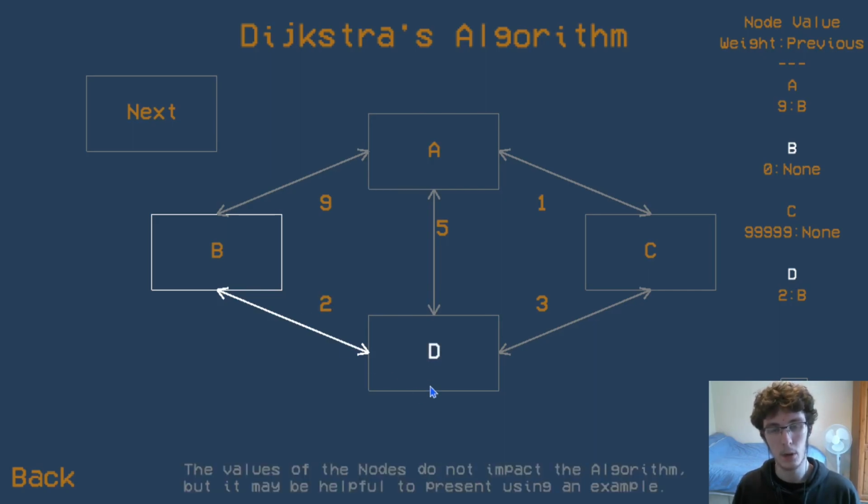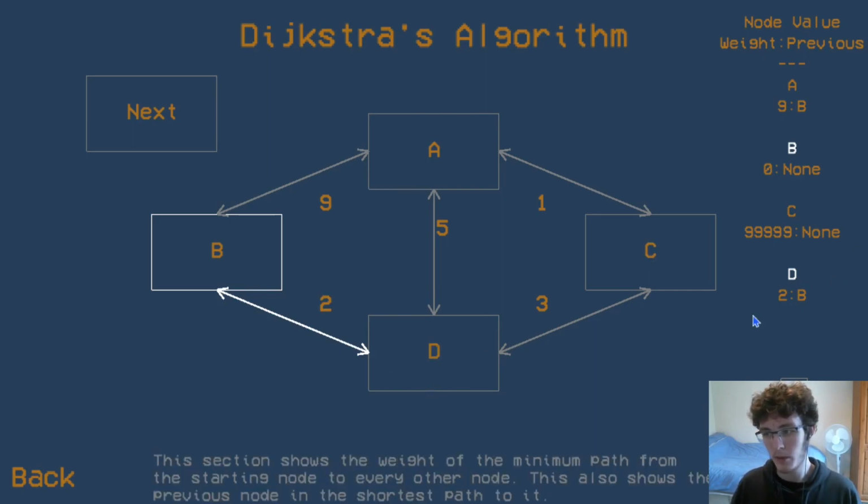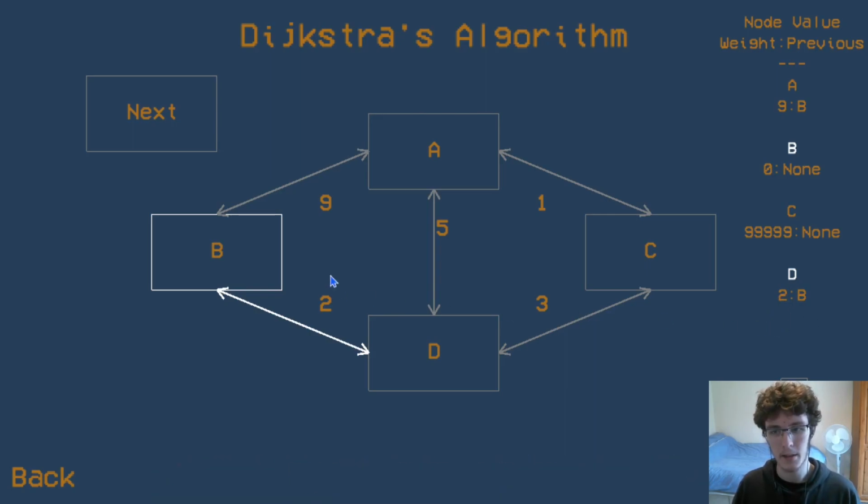The B to D is a bit more interesting because we've noted this down as well. We've got a connection from B to D, and because it's the shortest one available, we know that it has to be the shortest path to D.